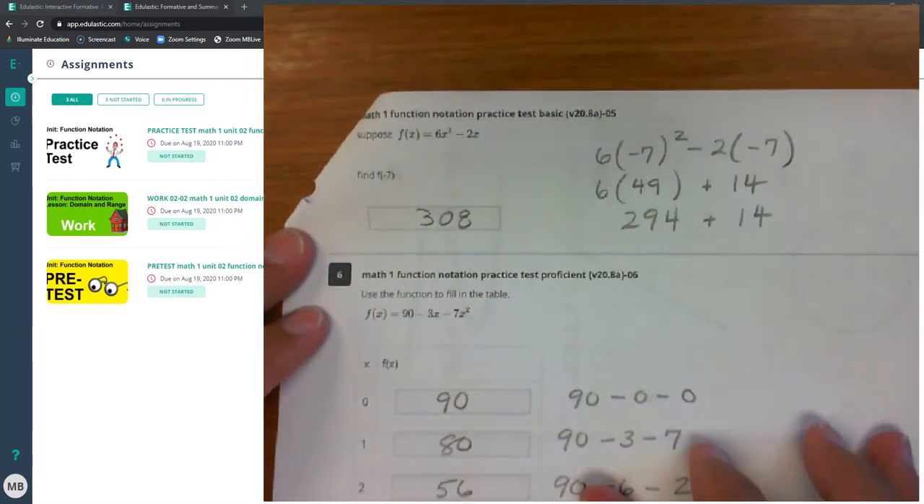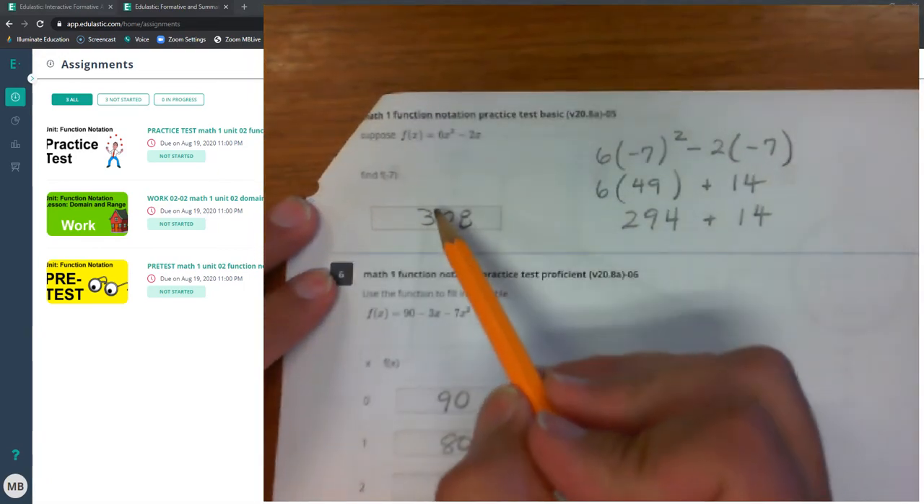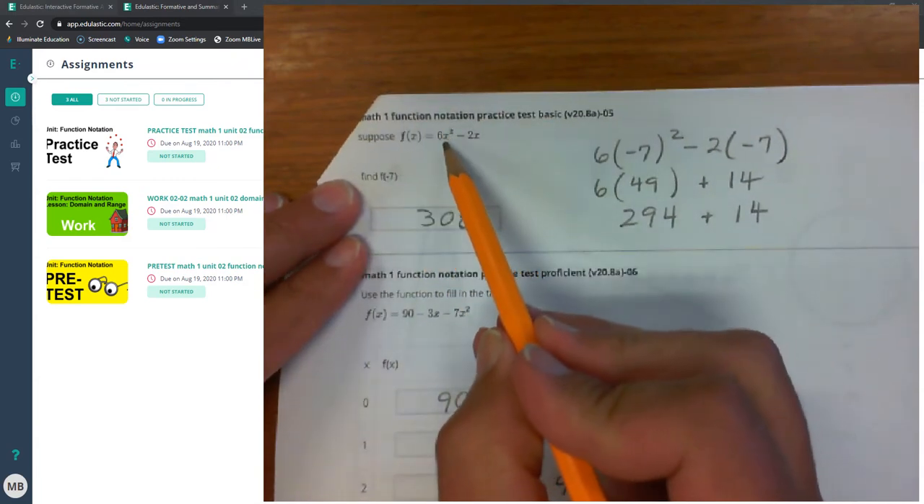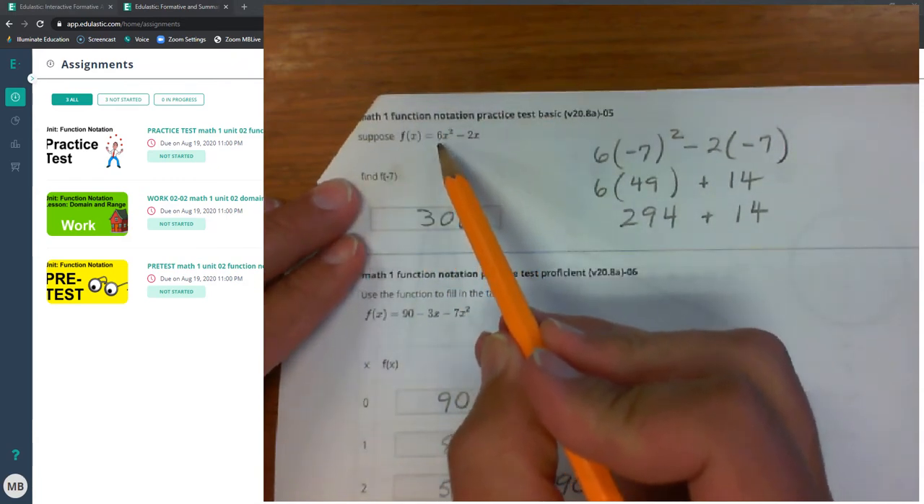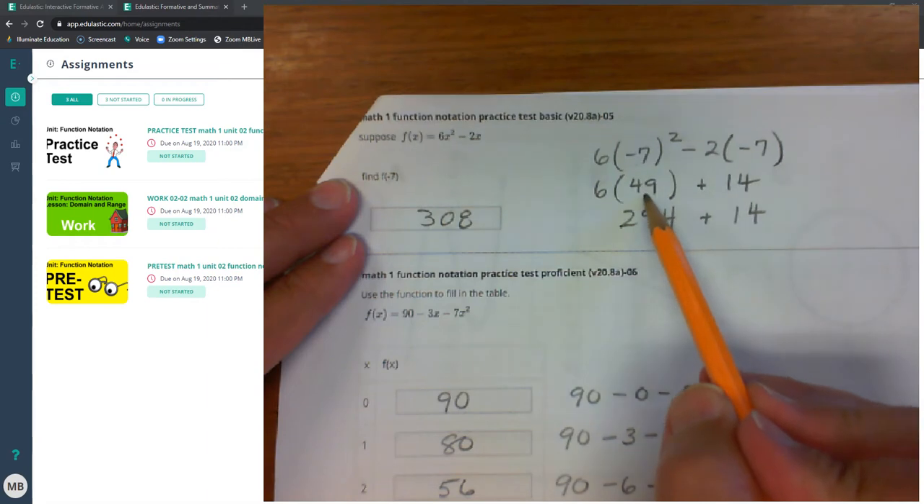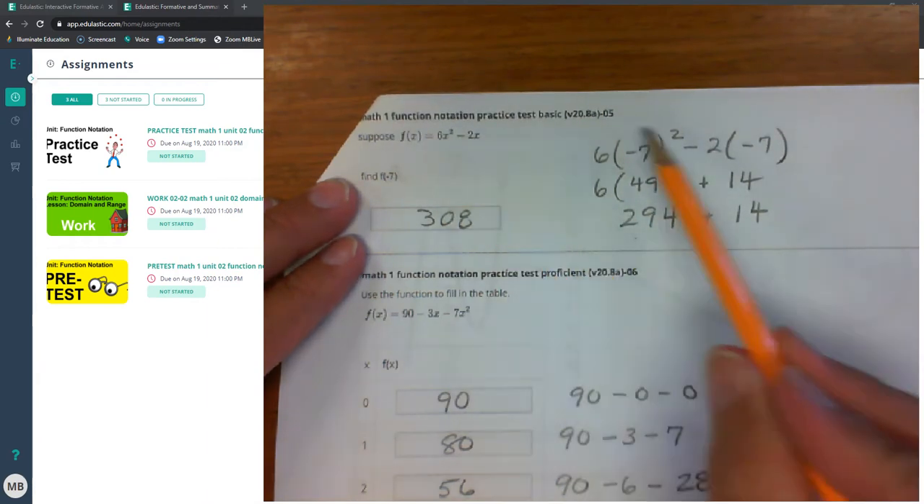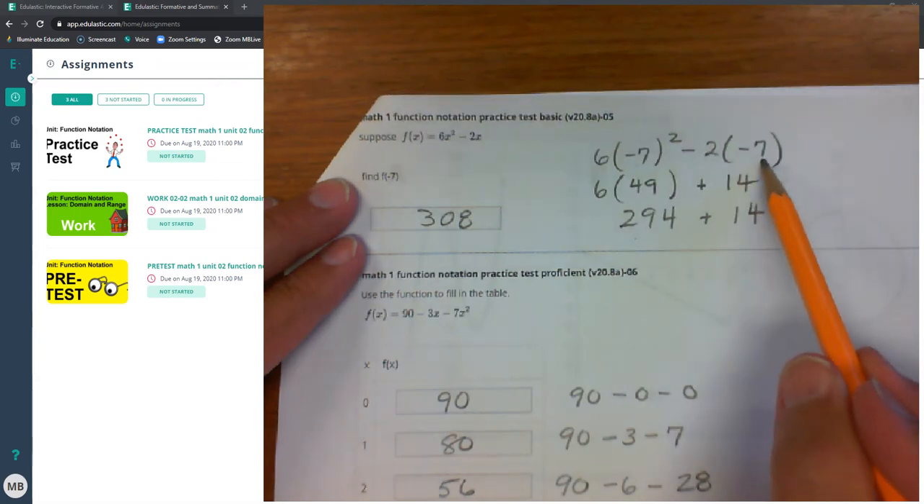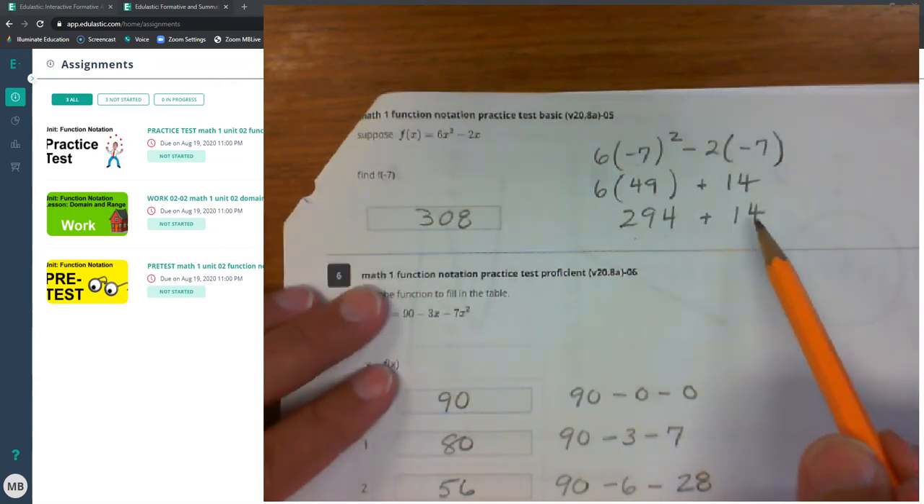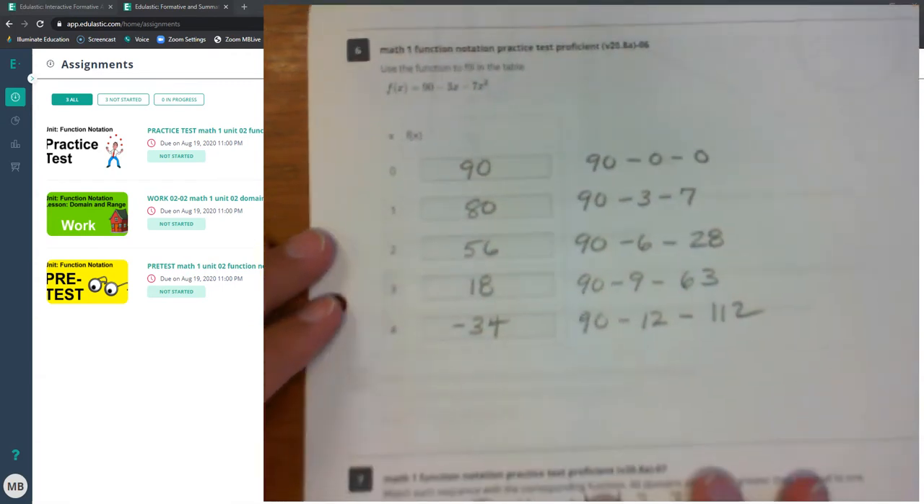All right, we have another little function to evaluate. This time we're going to evaluate it at -7. So I'm going to do -7 squared times 6, minus, so -2 times -7 is 14, and then I add them up. That gives me a 308.